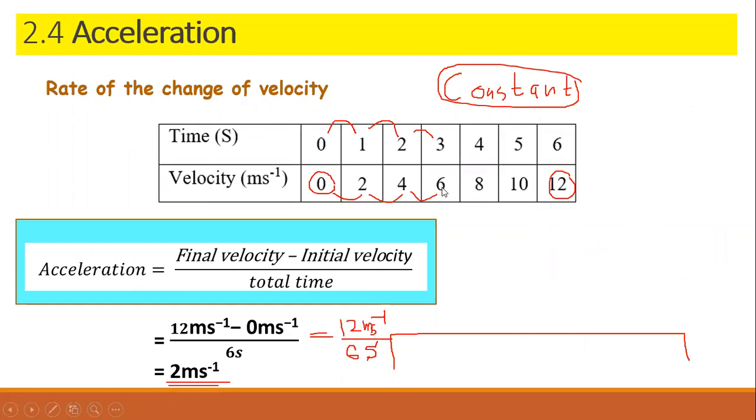So that is the acceleration. Did you understand that one? We have to subtract the initial value from the final value. Did you get it?